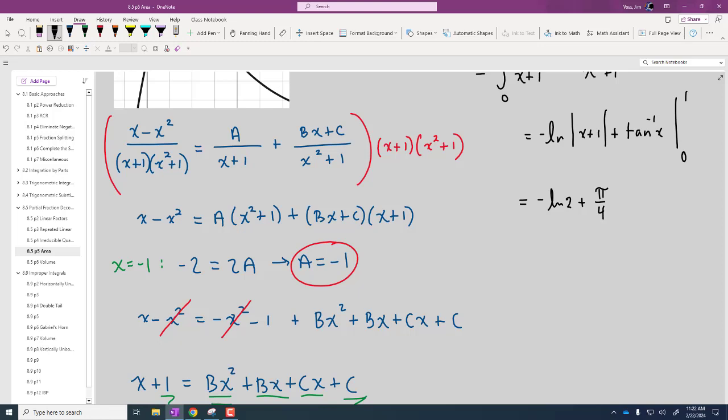Now we plug in 0. Plugging in 0 here, we get ln 1, which is 0. Arctan of 0 is also 0. So there is our final answer right there. That'll be our area.